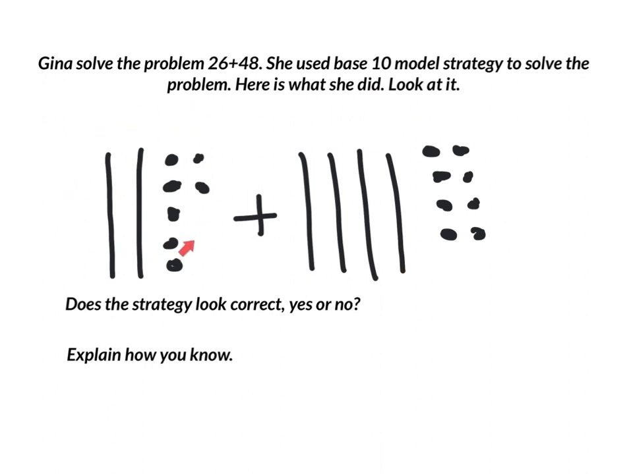What you're doing is checking, does this match 26 plus 48? Look at it carefully. See if she did it right. Right now you might have a red flag going up, like stop, stop, stop, I see a mistake. She made a mistake. The first question says, does the strategy look correct? Yes or no? And the answer is no. She did not do a good job.